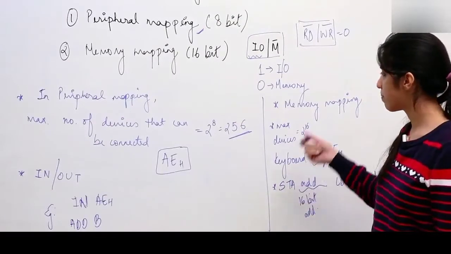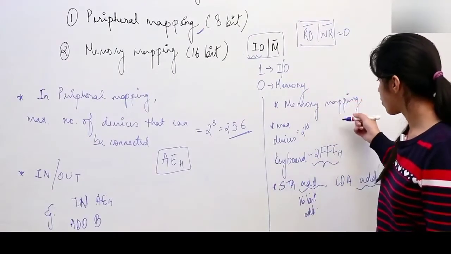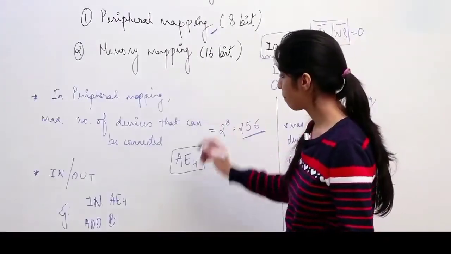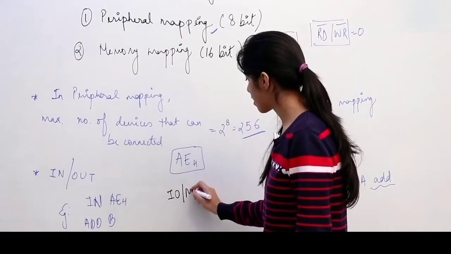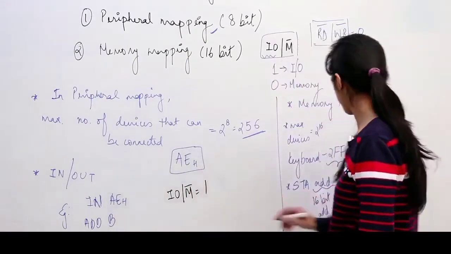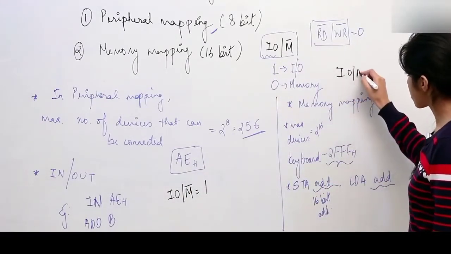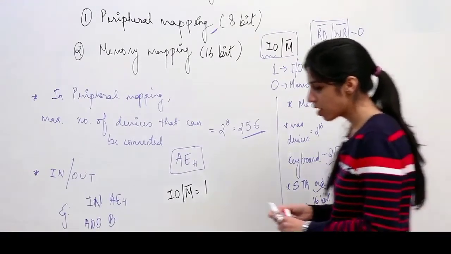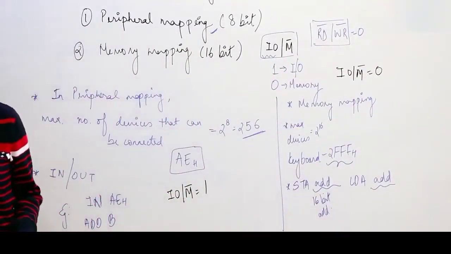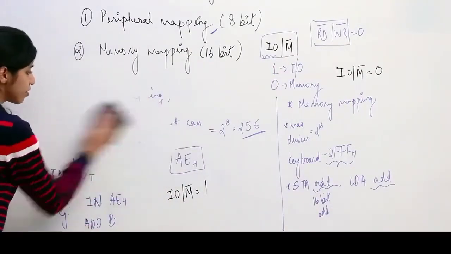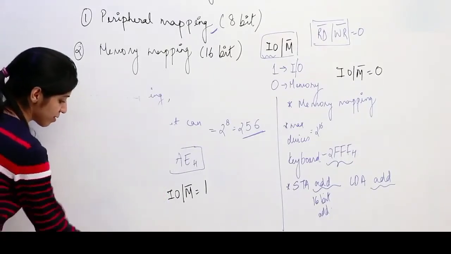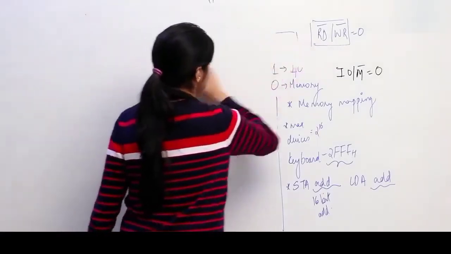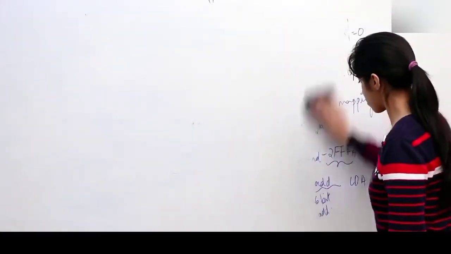So with memory mapping, you are going to use these instructions. Here the status of IO/M bar is going to be 1, and here IO/M bar is going to be 0, because we are treating devices like memory locations here. Also, when we saw the pin diagram for 8085, we saw that there were 2 status pins, S1 and S0. We are just going to quickly look at the function of those pins.